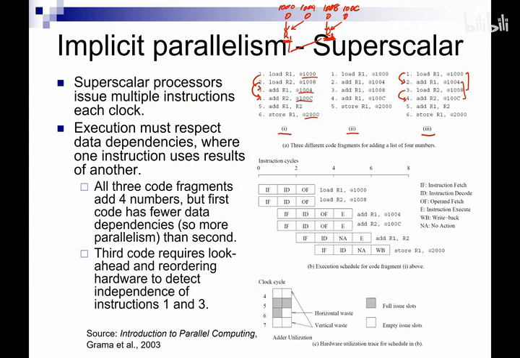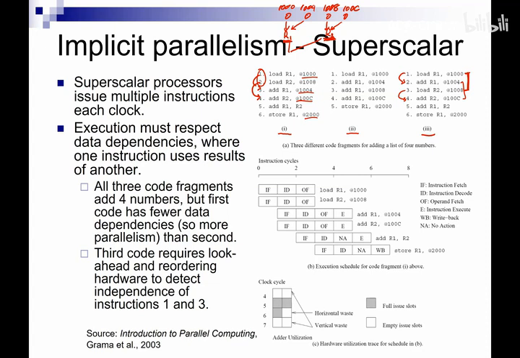However, the parallelism in the third example is harder to find than the parallelism in the first example. In the first example, you look at these two instructions, which are consecutive, and you can realize that they're independent. Here instead, the independent instructions are not consecutive. You have to look ahead. After the first instruction, you have to look ahead to the third instruction to find the independent instruction.